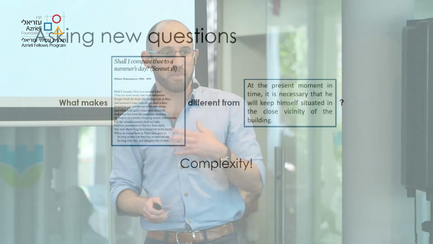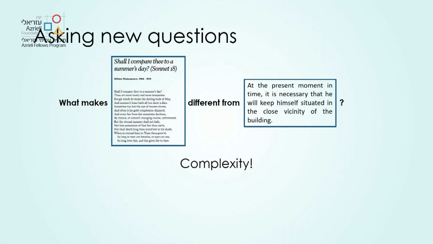But instead of just giving up, we can change the question that we're asking. This is where my research comes in. In my research, I ask, what makes these two models so different from one another? Why do the methods that worked for one of them not work for the other? We need to consider their complexity. The poem is inherently more complex than this rather technical sentence.